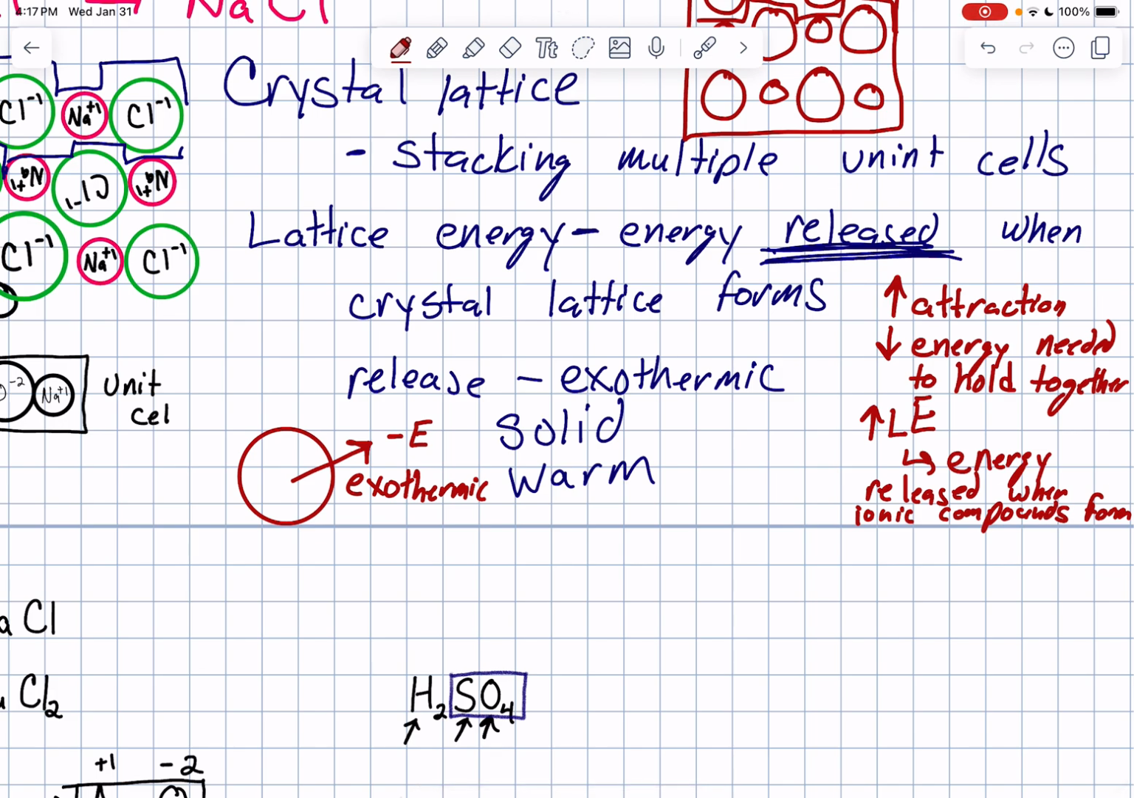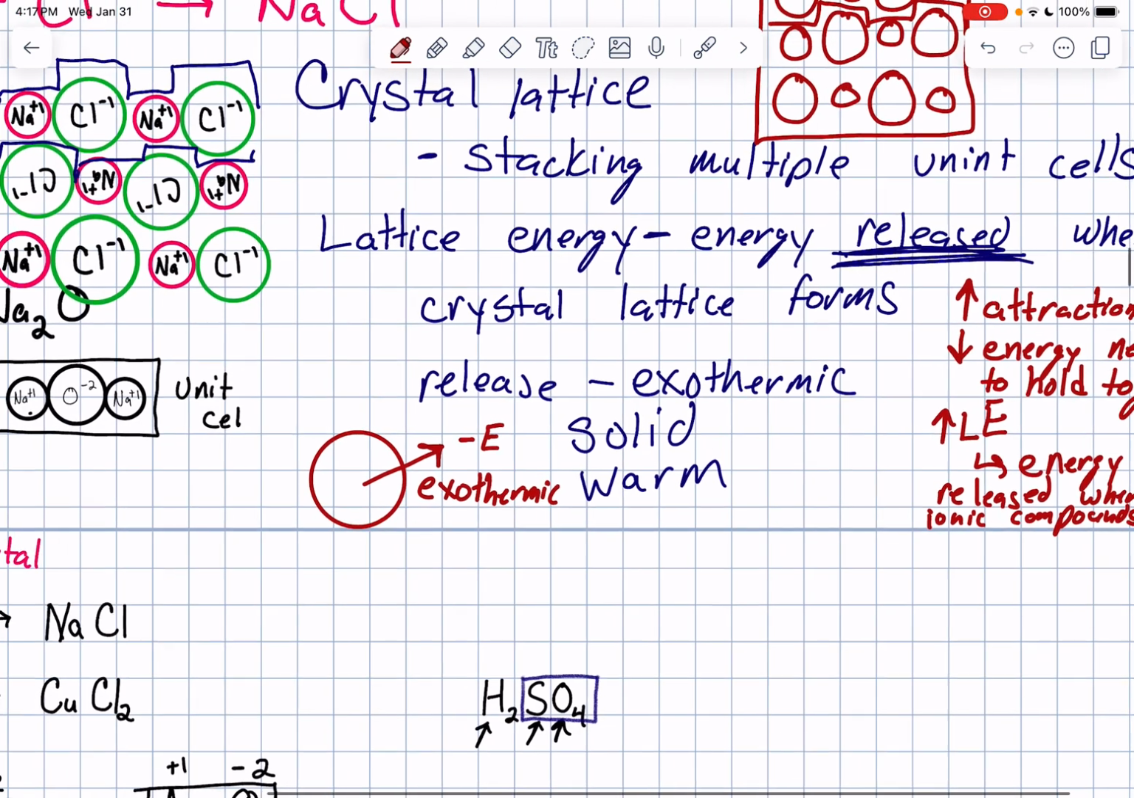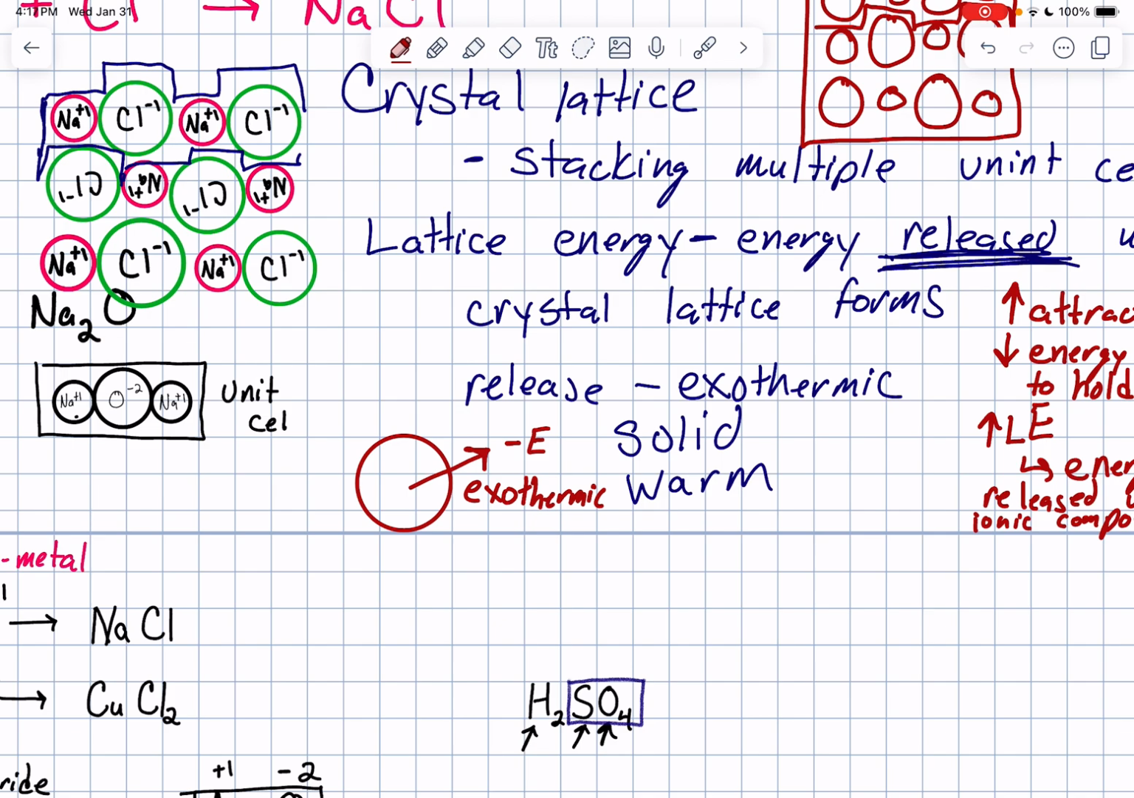And so, when energy is released, a solid will form. This crystal lattice is much more stable, so it's a solid cube. It's going to be a solid. My atoms are coming close together, little space between, very dense, which makes a solid. It's warm because that's the energy being released as heat.